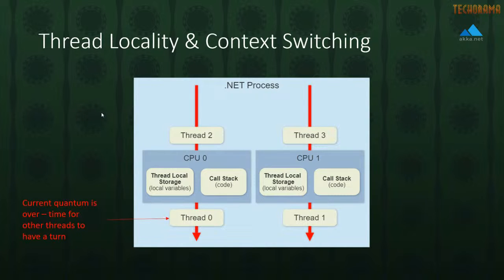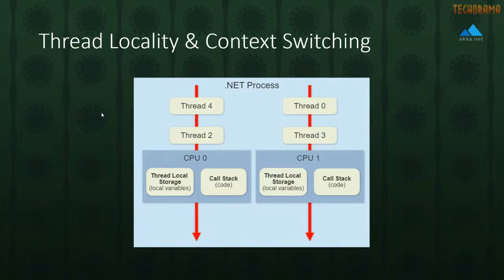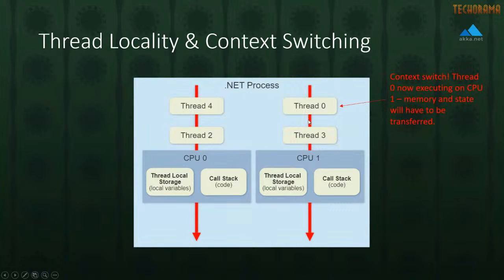Thread 0 is going to get rescheduled. It has more work to do. Well, if thread 0 gets scheduled onto a new CPU, a different one than it was on before, that's a context switch. Any of the cached objects that were used on the L1 or L2 cache built into the CPU can no longer be used to service thread 0, because now thread 0 is going to be executing on a different CPU than it was on before. That's one way context switching can occur.